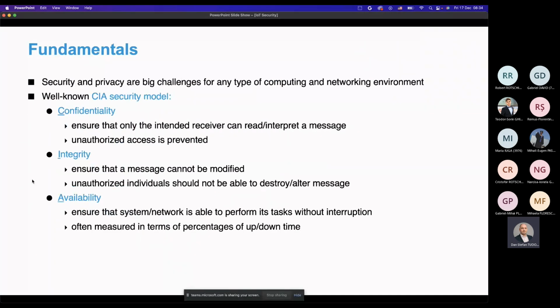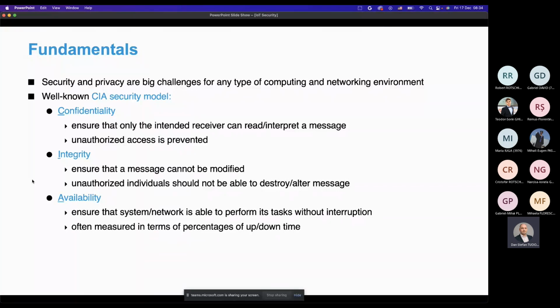And then you have at the end availability. The availability argument is that you have security mechanisms in place that ensure that a system or network and its applications are able to perform their tasks at any time without any interruption. So availability is often a metric here. It's of course measured in percentages: the percentage of time the system has been up in a certain time interval, for example in a month or in a year, or by measuring up or downtime for the system.